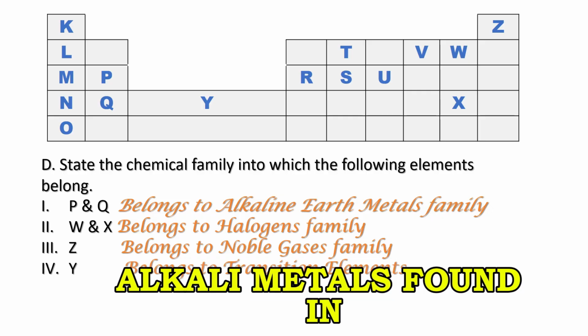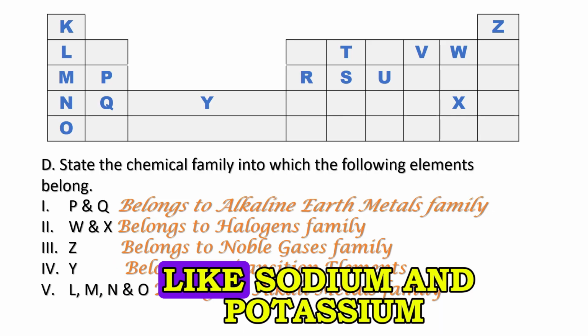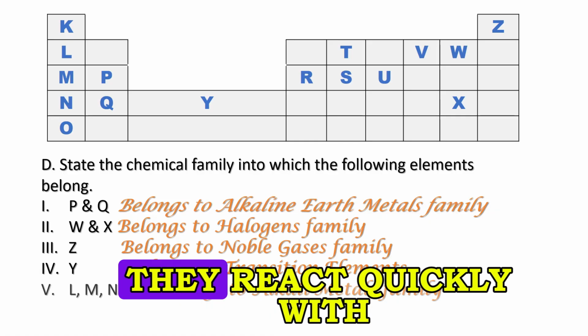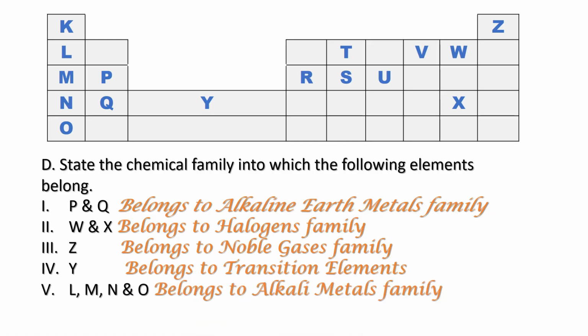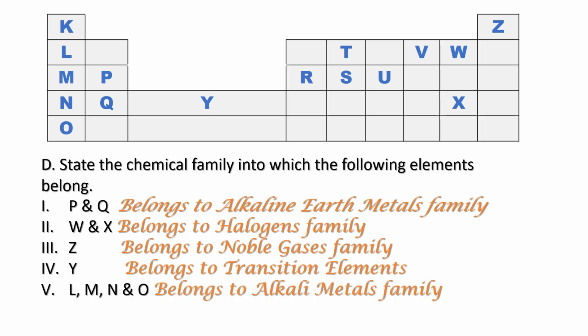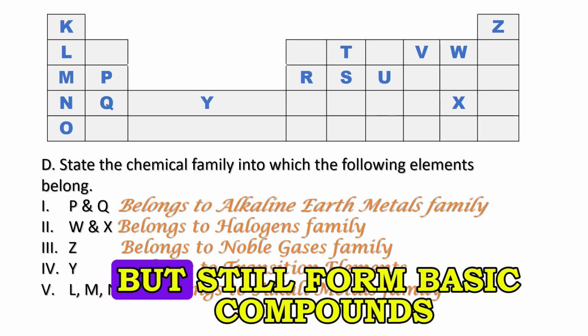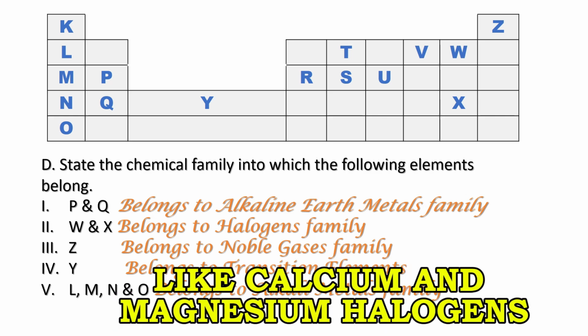Alkali metals, found in group Y, these are the super reactive metals like sodium and potassium. They react quickly with water and form strong bases, or alkalis. Alkaline earth metals, that's group 2. They're slightly less reactive, but still form basic compounds, like calcium and magnesium.